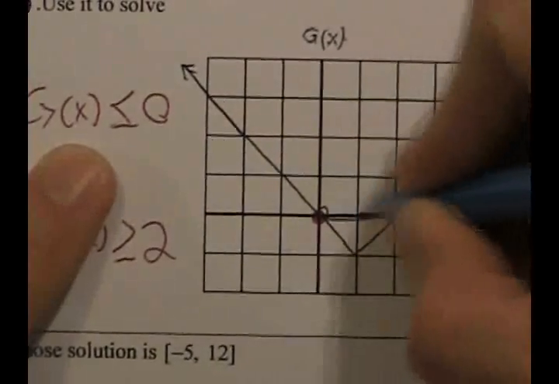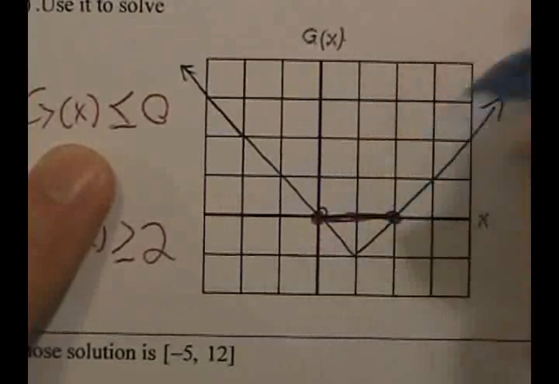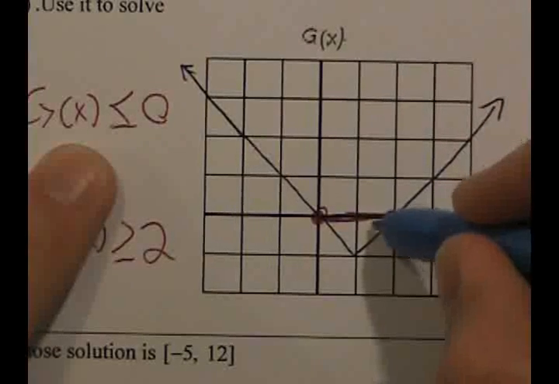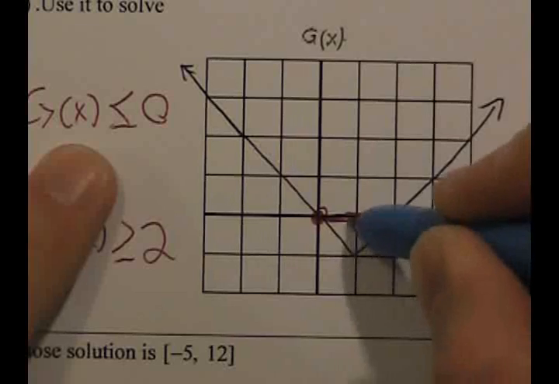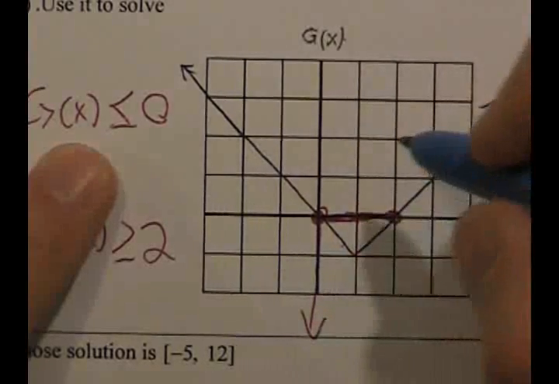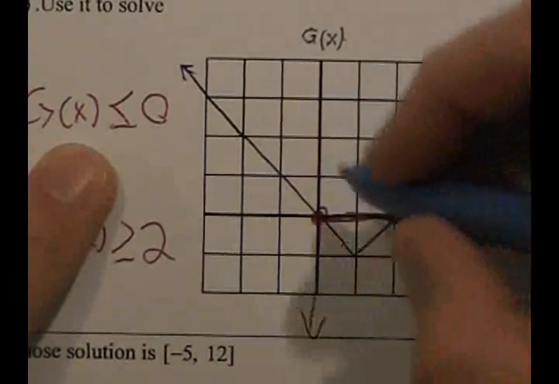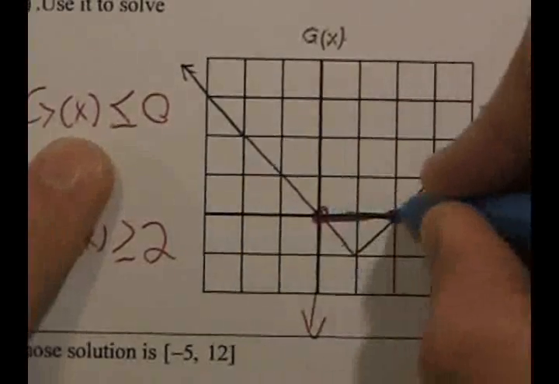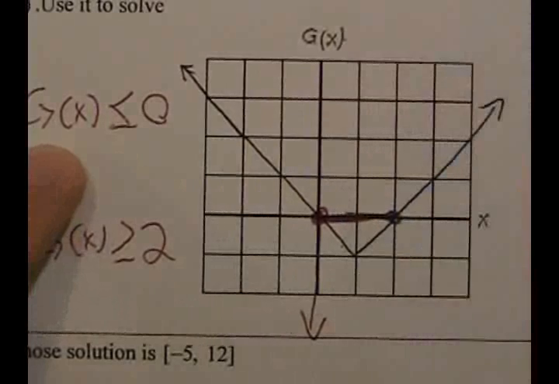Alright, because when x is in here, when x is any of these numbers, the output, the corresponding y's, the g of x numbers, they're all less than 0. They're down. This way is less than 0 on the g of x axis. So these numbers inside make g of x less than or equal to 0.